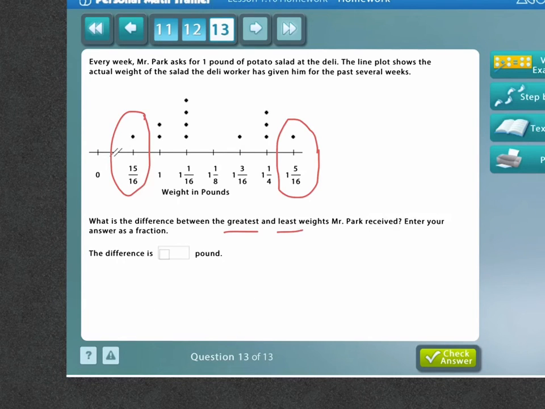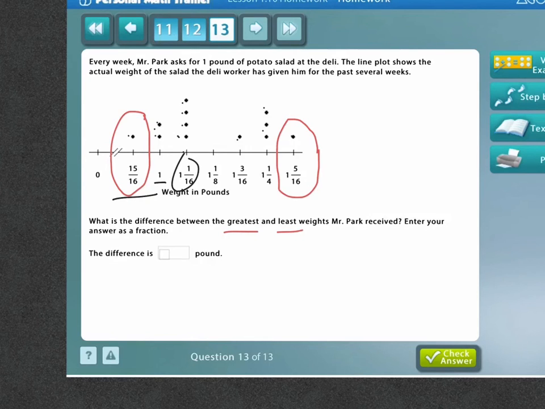And the final problem we're looking at is a word problem, so we unpack it. Every week, Mr. Park asks for 1 pound of potato salad at the deli. The line plot shows the actual weight of the potato salad the deli worker gave him over the week. So this is a line plot. Each one of these dots represents one trip to the deli. So these are all his trips. One time he got 15/16, and 2 times he got 1 pound, 4 times he got 1/16 pound, etc.